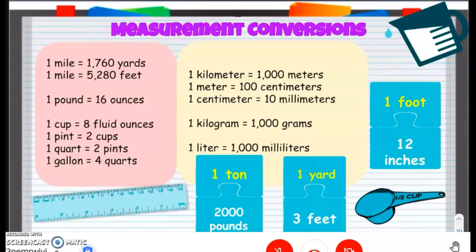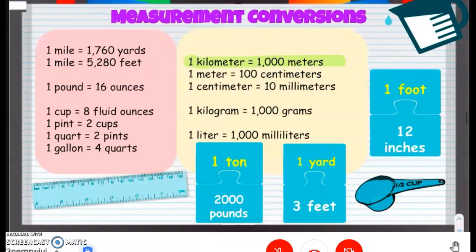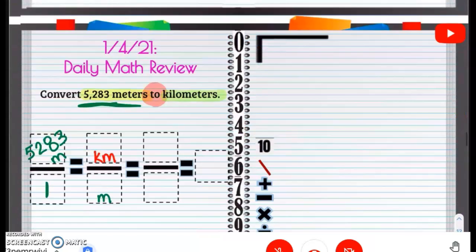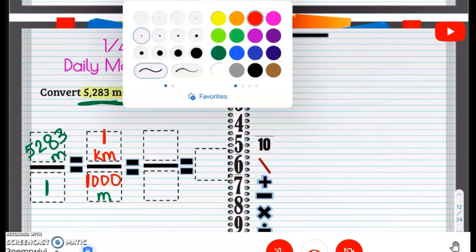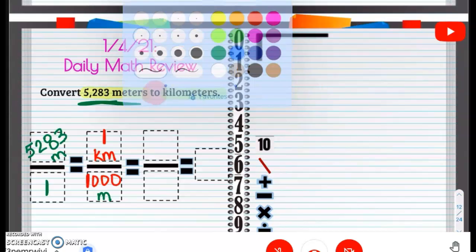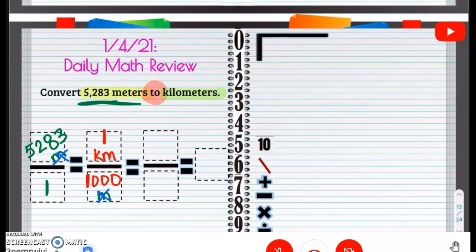Now, if we go back to our measurement conversions chart, we need meters and kilometers. So right here, it shows 1 kilometer is 1,000 meters. So 1 kilometer equals 1,000 meters. Now we can get rid of the meters because we have meters divided by meters, which equals 1.